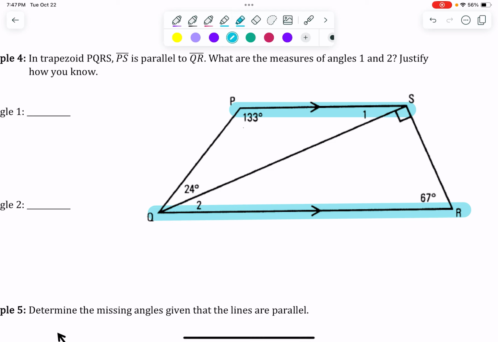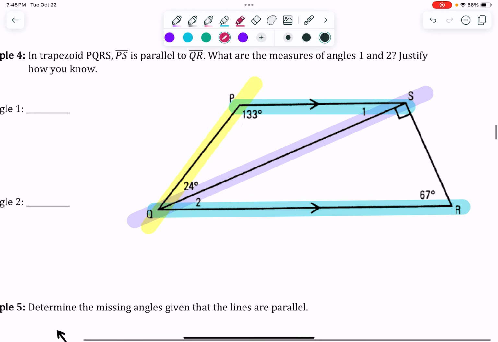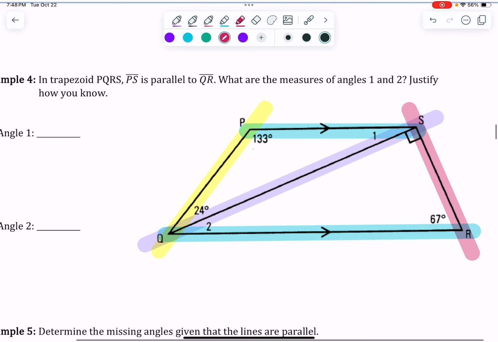There seem to be some transversals here. There's one that goes from Q to S. There's one that goes from Q to P. And another one that goes from S to R. At some point I should actually read the question here. Trapezoid PQRS, PS is parallel to QR. What are the measures of angles 1 and 2? Justify how you know. So that's kind of the same vibe as these questions tend to be.